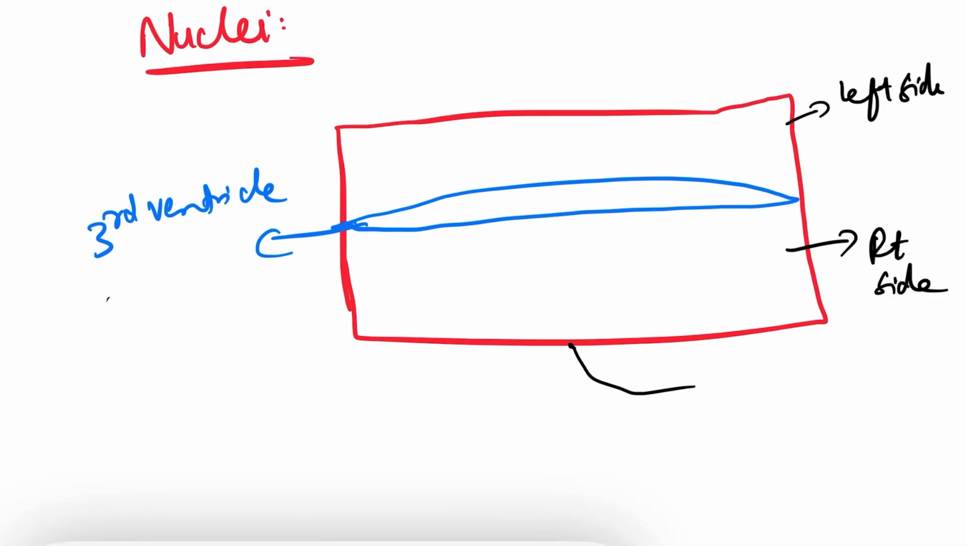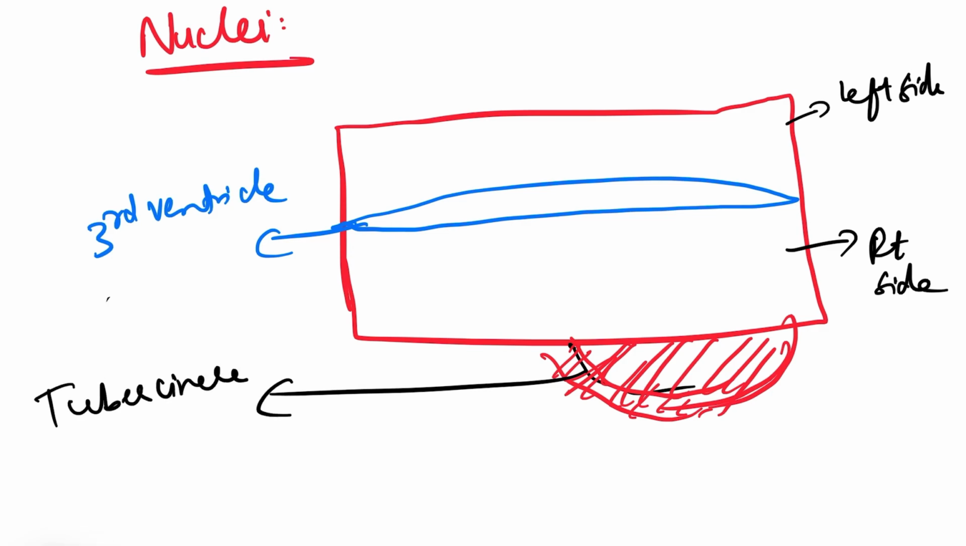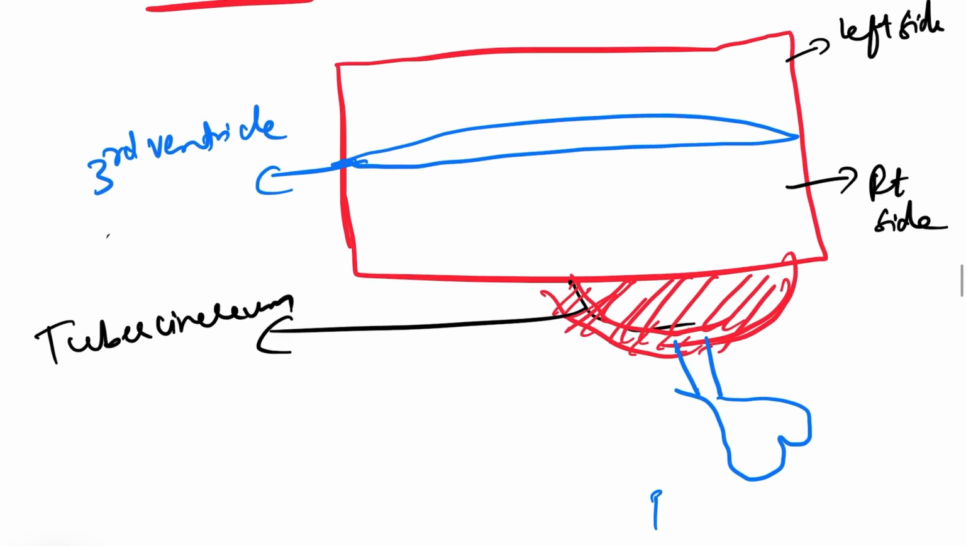At the inferior pole of this hypothalamus there is a swelling. What is this swelling called? It is called the tuber cinereum. It is continuous as the infundibulum and finally the pituitary gland. So there is only one medial swelling, known as the tuber cinereum.